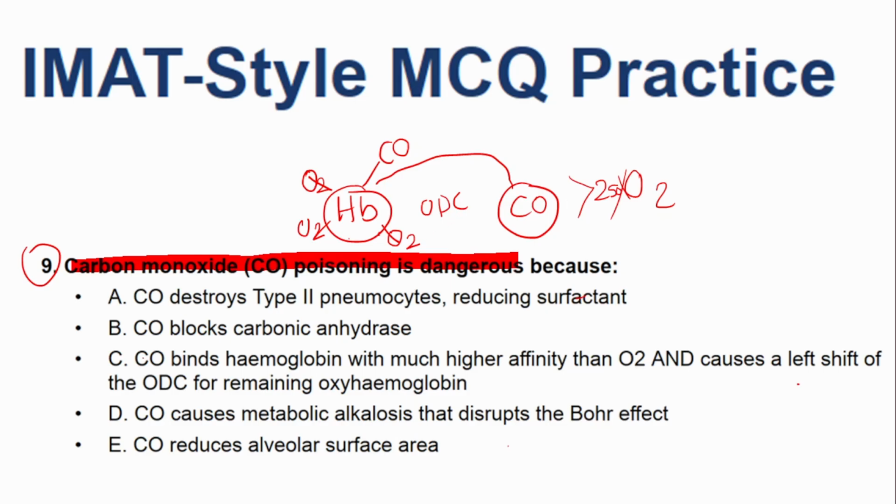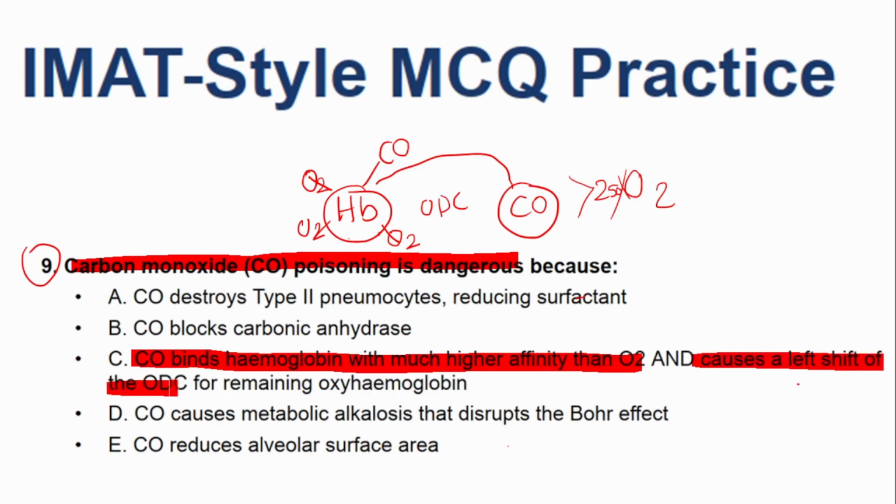Therefore, option C is our correct answer, which says that carbon monoxide binds hemoglobin with much higher affinity than O2 and causes a left shift of the ODC for remaining oxyhemoglobin. Let's see why the other choices don't fit the pathophysiology.